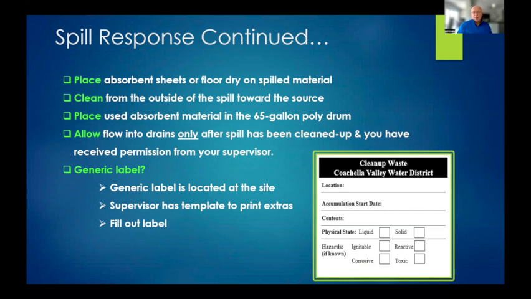We do have generic labels that are available to you. You want to make sure that you place those on the 65-gallon drum, identify the location, the accumulation start date when you cleaned up the spill, what the contents are, and then the physical state. Generally, if you're cleaning up this material, it's going to be solid, maybe minimal liquid. You want to check the appropriate box, and then identify the hazards. It's ignitable, corrosive, toxic materials. Reactive, I seriously doubt you're going to be dealing with highly reactive materials. So it's either going to be ignitable, corrosive, or toxic. And that's really reflected in the SDSs that you have available to you.